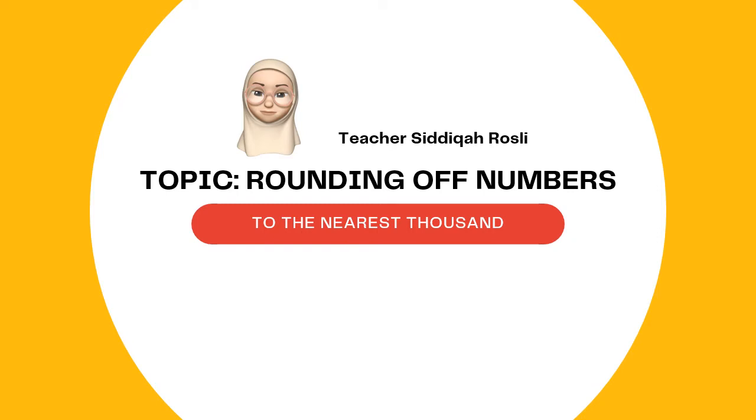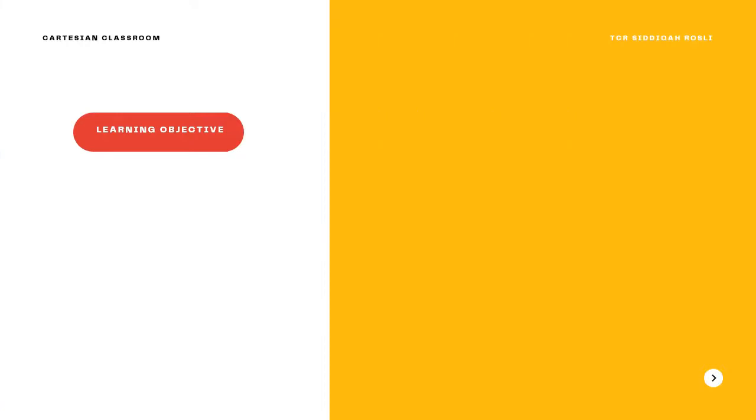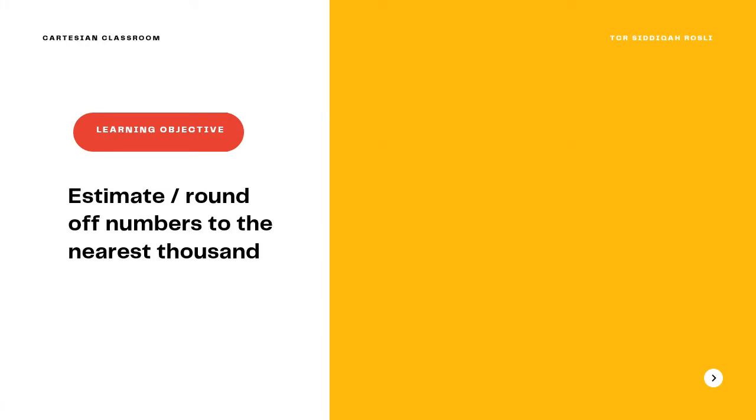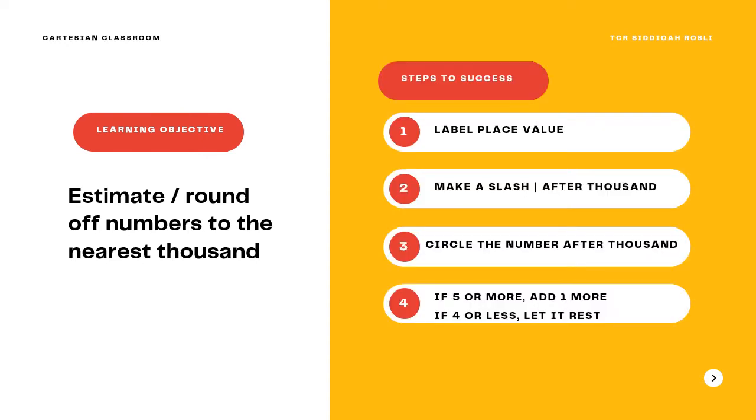Today, we're going to do a little bit of revision on rounding off numbers to the nearest thousand, which we have done last year. So let's begin. Our learning objective for today is estimating, which also means to round off numbers to the nearest thousand. Our steps for today are: the first one is we are going to label the place value. Next, we're going to make a slash after thousand because we are rounding off numbers to the nearest thousand. The third step is circle the number after thousand.